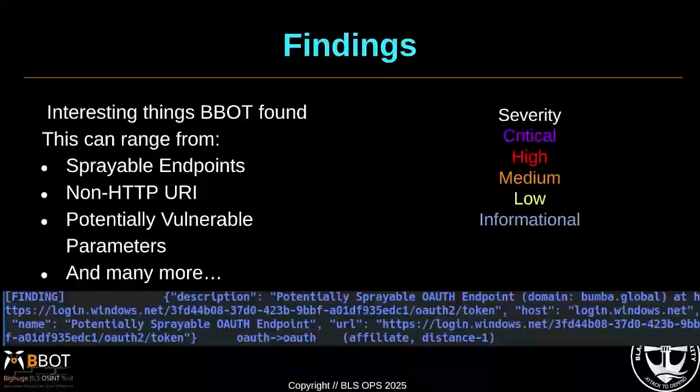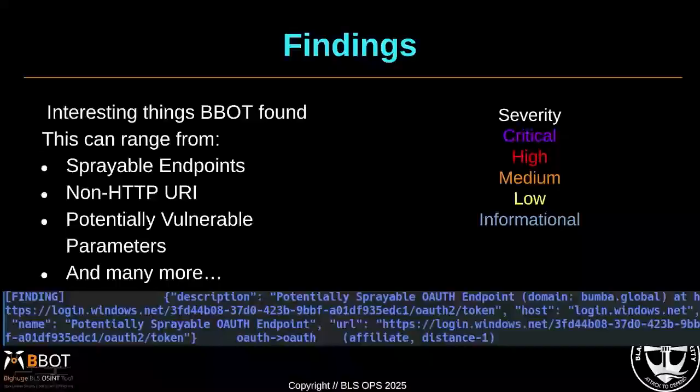So let's talk findings. In server and on the 3.0 branch, we have disabled everything finding. There's no more finding and vulnerability. So for those of you who have used it, vulnerability is going away. Everything is a finding. So findings are interesting things that BBOT found that are potentially vulnerable. So it's just like good places to start your looking.